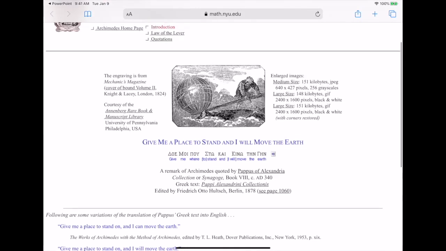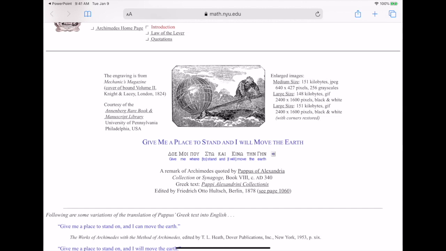He was one of the people who really thought about the principle of the lever and realized how powerful it is. He built many insanely clever devices using the principle of the lever, and he would say this thing, which is that Greek sentence: give me a place to stand and I will move the earth. So he really believed in the power of the lever.